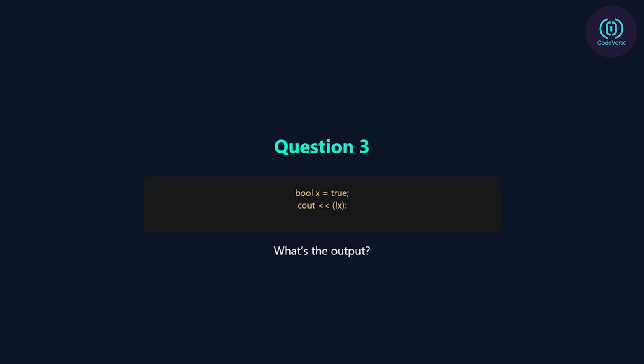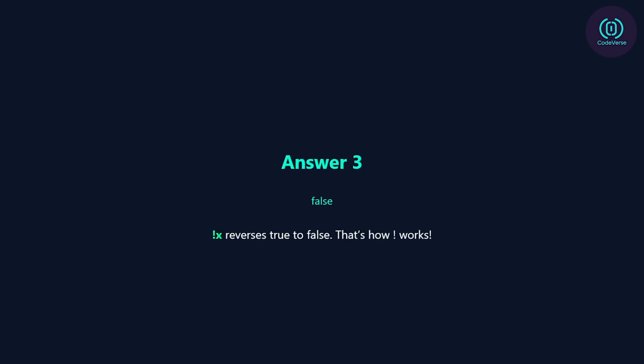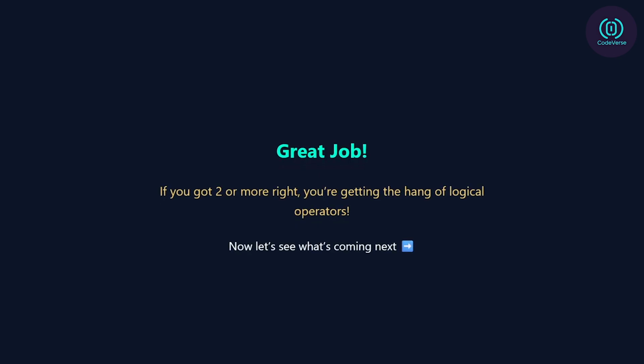Question 3, bool X equals true, cout not X. That one flips the value. So the output is false. Nice job. If you got 2 or more right, you're really getting the hang of logical operators.